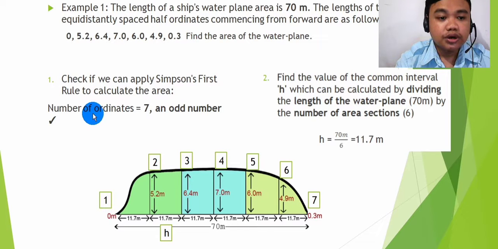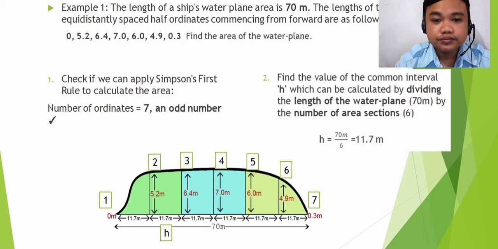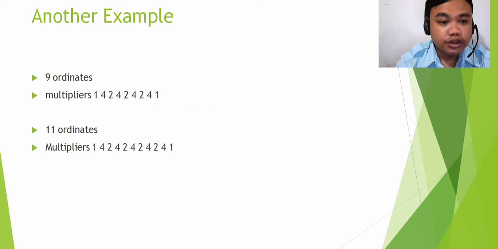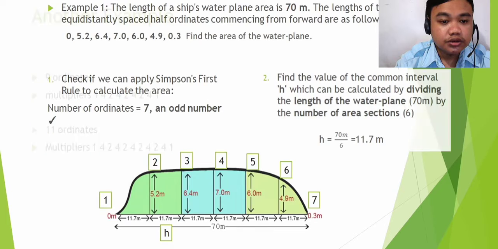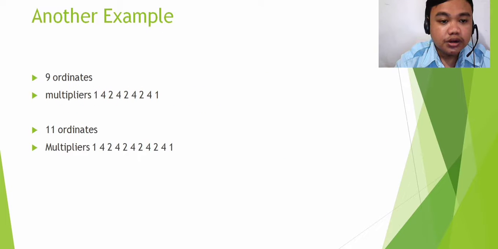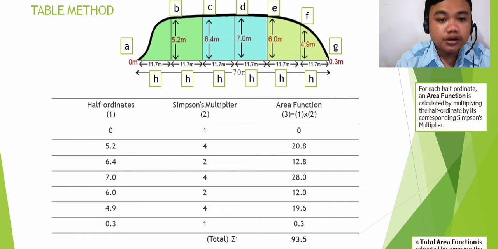So of course, we have 7 ordinates, so the odd number of ordinates passes the requirement of using Simpson's first rule. So we have here the table method of solving the problem.